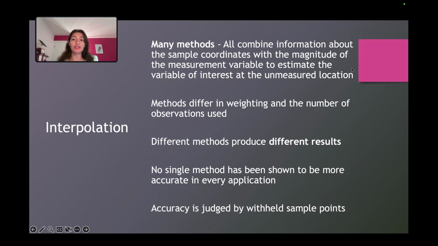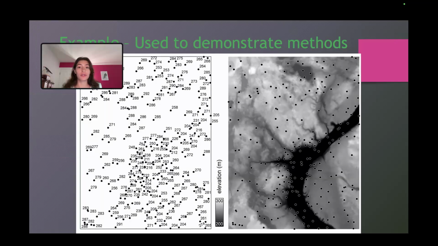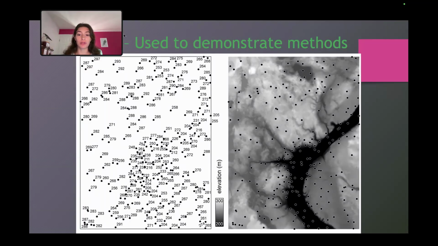So all of these methods combine information about the sample coordinates with the magnitude of the measurement variable to estimate the variable of interest at an unmeasured location. It's a very wordy way of saying interpolating is basically taking data that we know to try to understand or assume data that we don't know between it. So this is an example used to demonstrate some of these methods. You can see that there are a bunch of points over here, and on the right-hand side of the screen, you can see the interpolation between it.